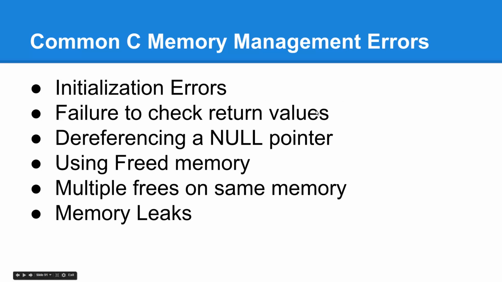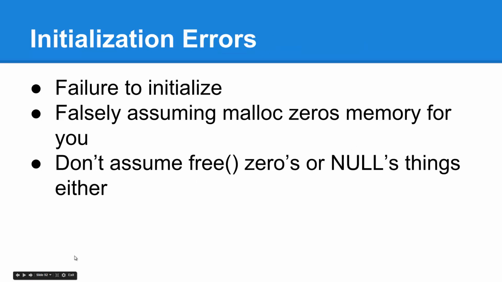So we're going to cover some basic cases like initialization errors, failure to check return values, and dereferencing null pointers, before we cover use after free, buffer overflow and double free bugs. Pardon the slide, it's a little out of date, but the rest is up to date.